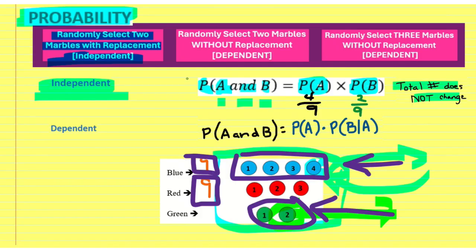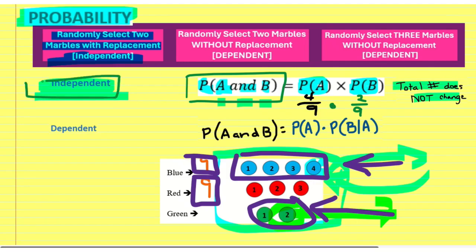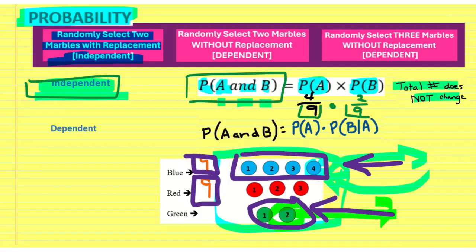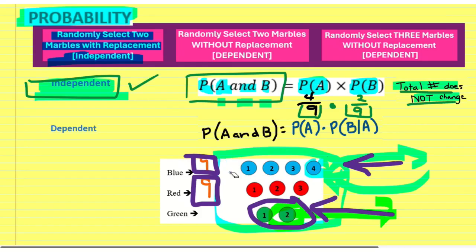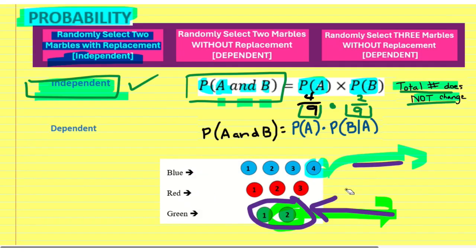So when we want to find the probability of two different events, the first event and the second event, we will multiply those two probabilities together. When they are independent of each other, the bottom line total does not change. The total number does not change when it is independent. Okay, so let's talk about what it means to be dependent.